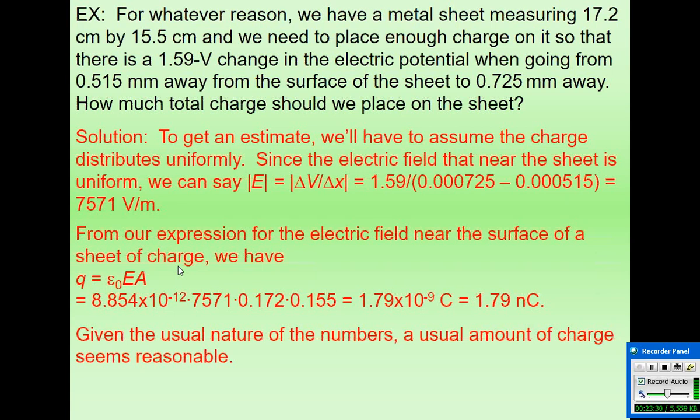So we just multiply everything together. We get 1.79 times 10 to the negative 9 coulombs. And if this were a test question, probably the correct answer would be written as 1.79 nanocoulombs. Perfectly ordinary amount of charge.